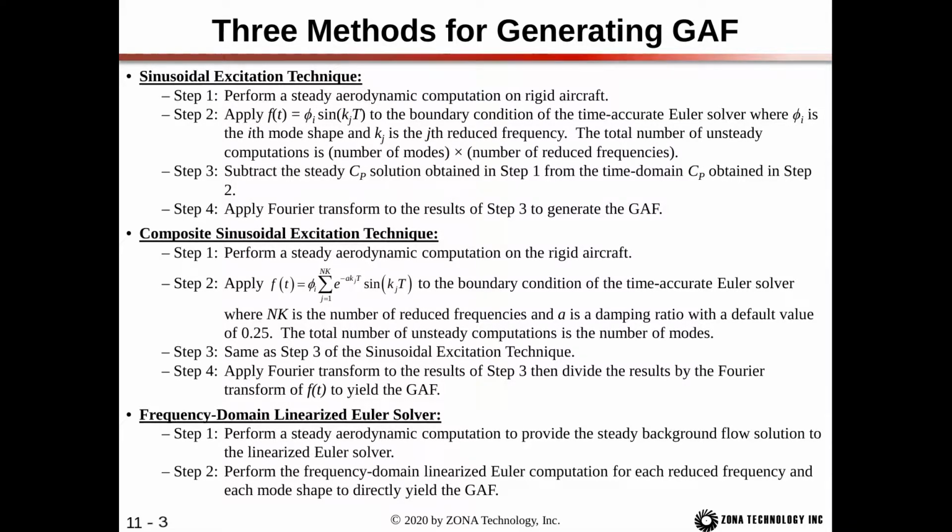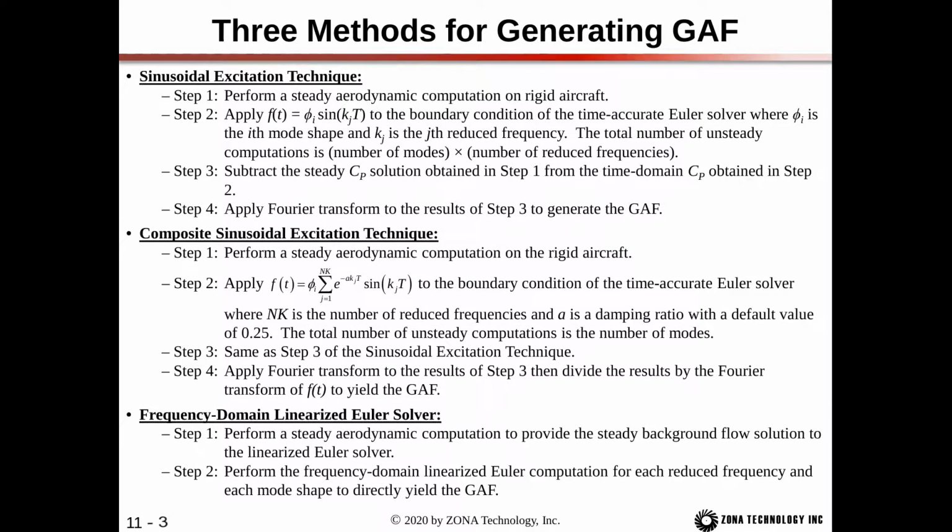So in this instance, the total number of unsteady computations is just the number of modes, because for each individual mode, we do one computation with a combination of all of the reduced frequencies present. Step 3 then is the same as the sinusoidal excitation technique, where we subtract the steady CP solution from the time domain CP solution obtained in step 2. And then step 4 is apply the Fourier transform to the results of step 3, and then divide the results by the Fourier transform of f of t to then yield the GAFs.